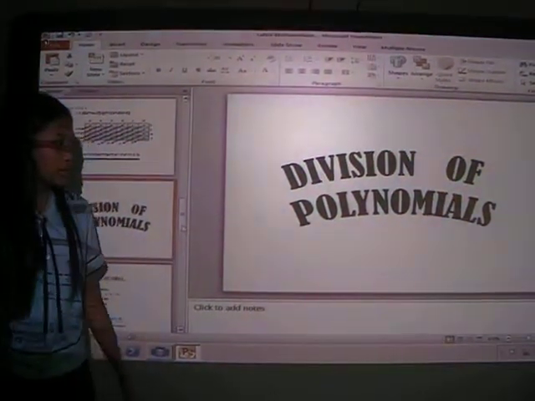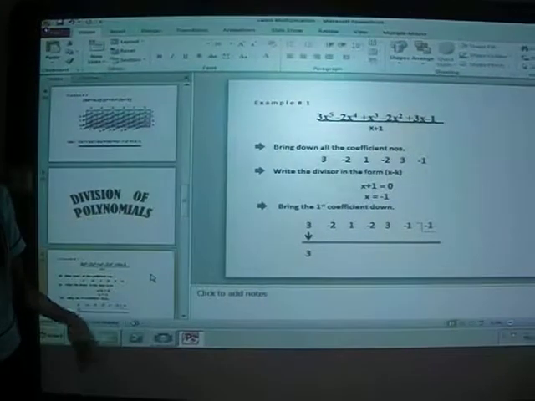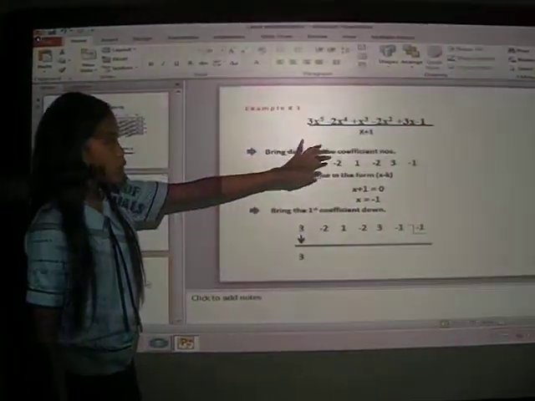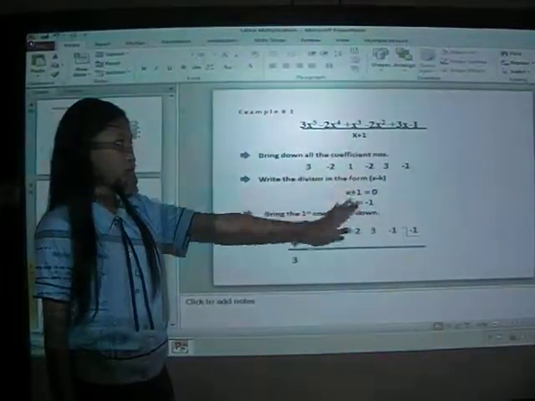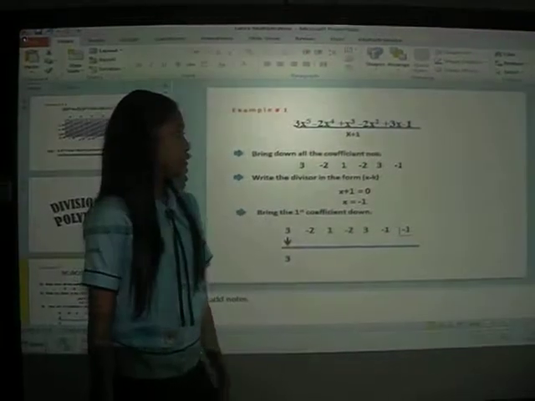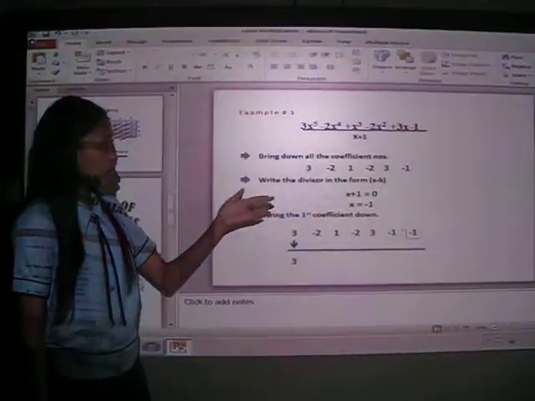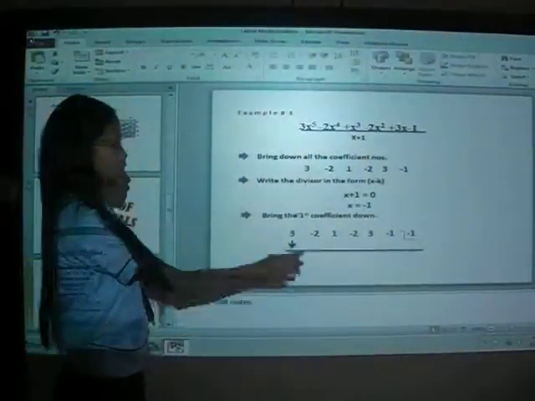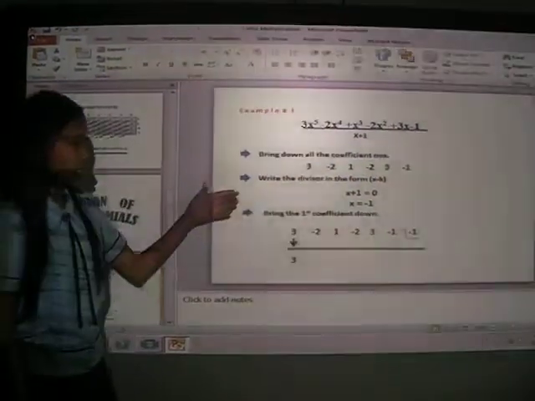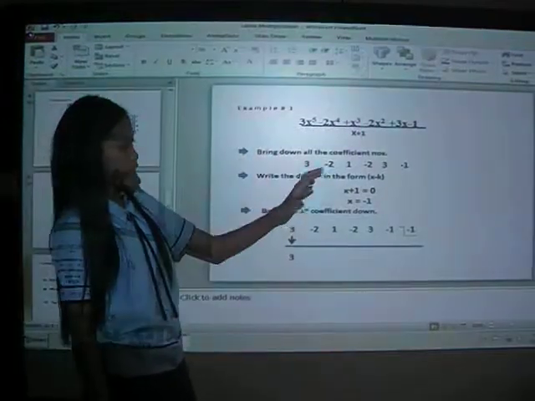I am going to discuss to you about division of polynomials. The first example is 3x raised to 5 minus 2x raised to 4 plus x cubed minus 2x squared plus 3x minus 1 over x plus 1. The first step is to bring down all the coefficient numbers, that is 3, negative 2, 1, negative 2, 3, and negative 1. Write the divisor in the form x minus a.